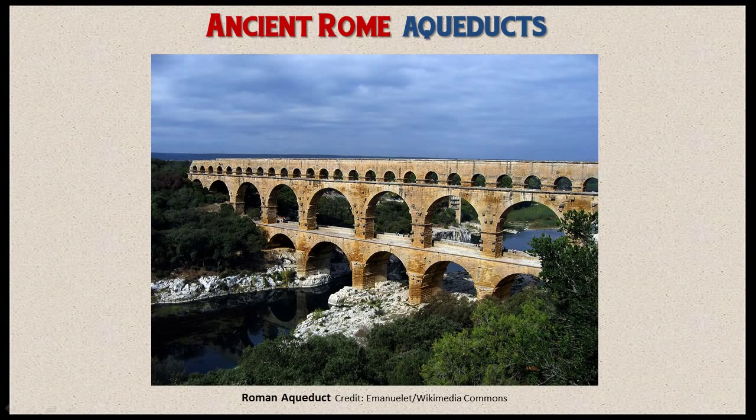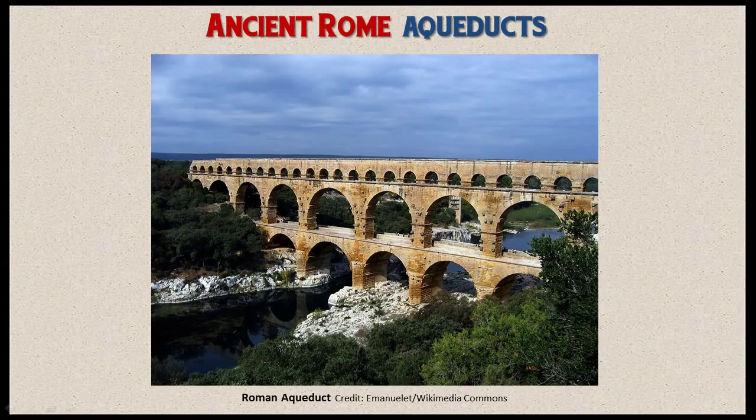Welcome to your 10th video on ancient Rome and part 2 on Roman architecture. So we're continuing where we left off in the last video and taking a look at many of the different types of Roman structures. So let's take a look at aqueducts now.